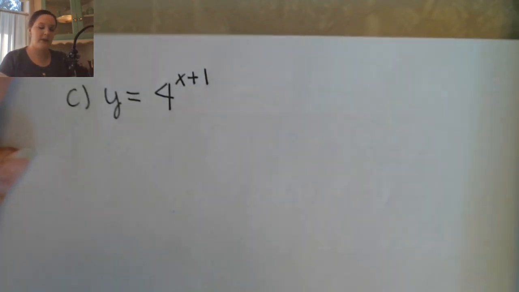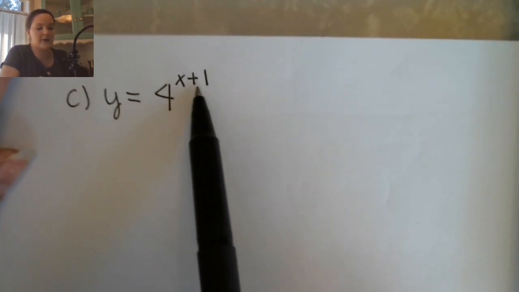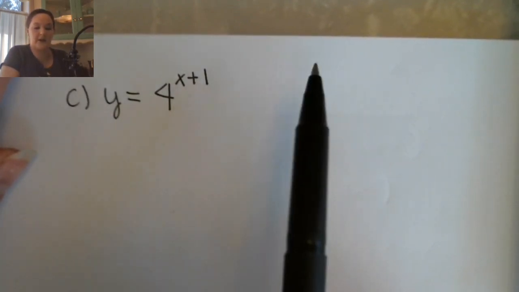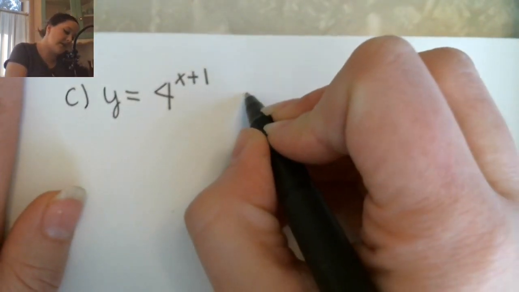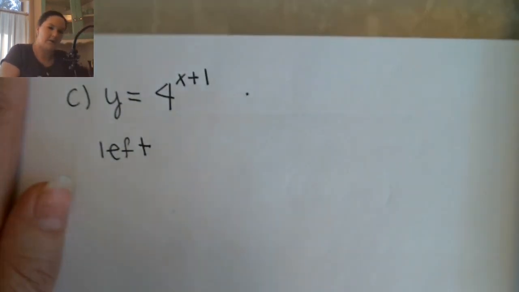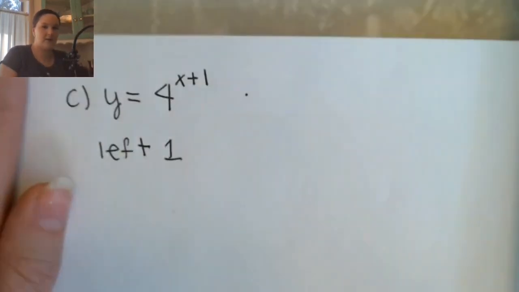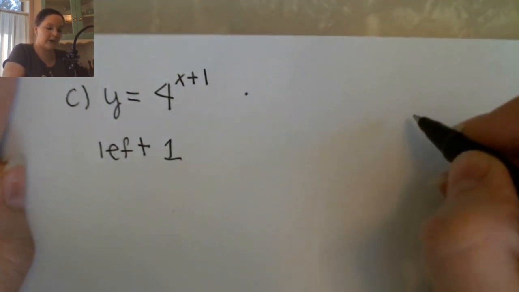So the difference between B and C here is that in the previous one, the +1 was off to the side. Here, the +1 is in the exponent. So because it's inside the function, we know that it affects x, and this is going to move our graph left 1. So we're going to take our base graph 4 to the x, and we're going to move it left 1.